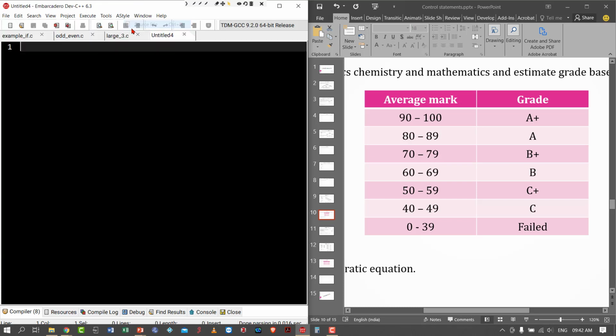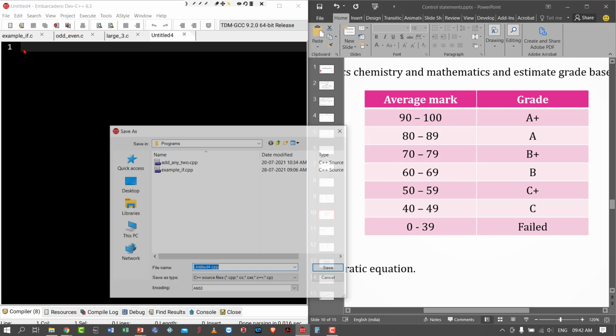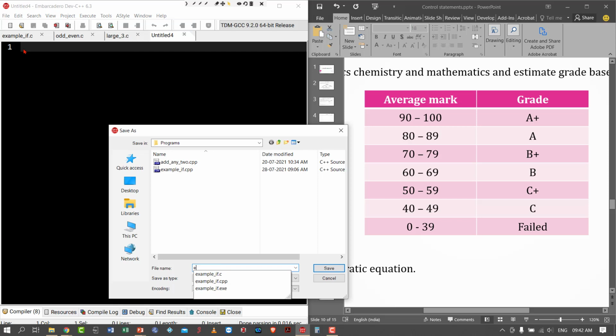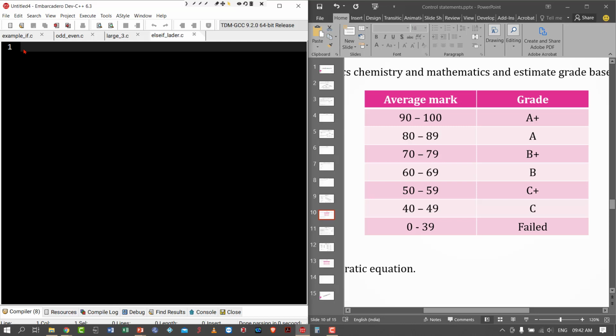So I am creating a new file. Save as else if ladder .c. So I am not writing any documentation here. Main.